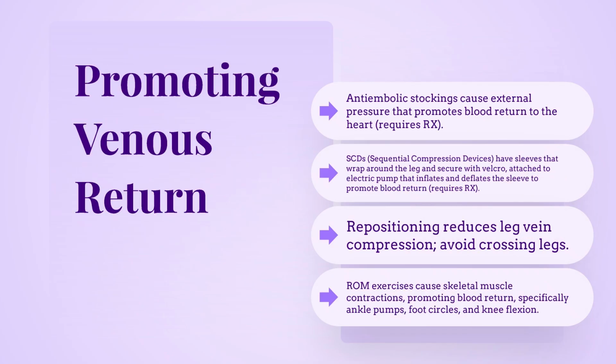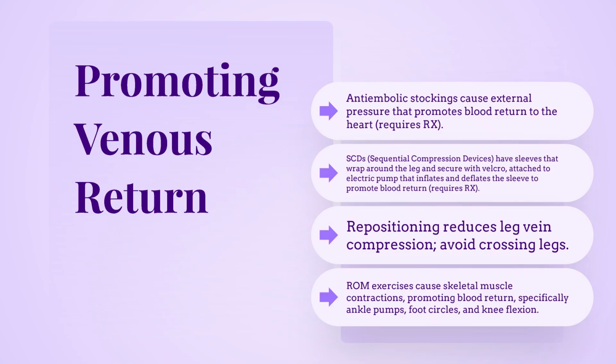Promoting venous return, we've got those anti-embolic stockings. Those do require a prescription because if the ankle brachial index is not correct, you can cause damage. That's not important for you to know at this juncture, but just know the anti-embolic stockings must have a prescription. They're going to provide that external pressure and help open the valves and get that blood back up to the heart. Sequential compression devices, they're sleeves that go around the leg and they just inflate and deflate the sleeve to help promote that blood return. Again, another prescription is required.